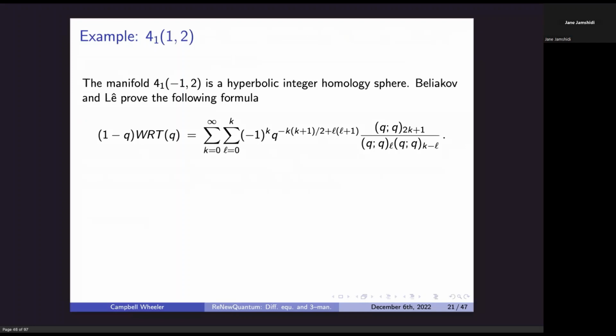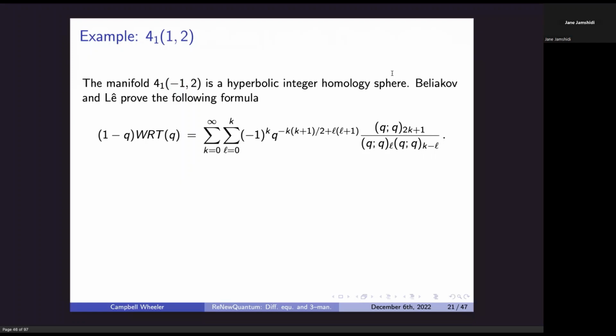Yeah, so the example that I'll try and talk about mostly today is this half surgery on the figure 8. Sorry, there's a minus here, but these two are just the same because of some symmetries of the figure 8. So sorry, just ignore the -1 in the text.